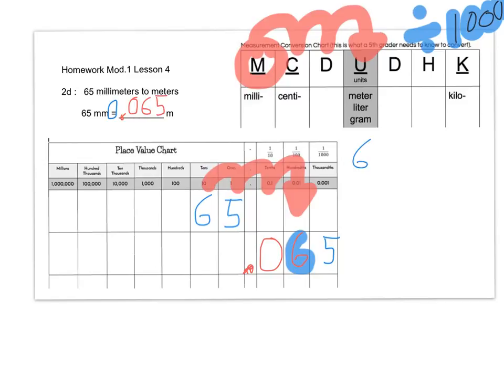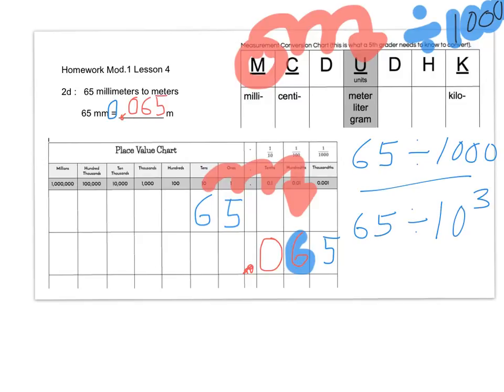Again, if you took 65 and you divided it by 1,000, or you wrote it as 65 divided by 10 to the third. It's hard to see those division symbols, so let's try to get the dots a little darker. Divided. Mr. Hobbecker makes this look so easy. You'd end up with 65 thousandths.